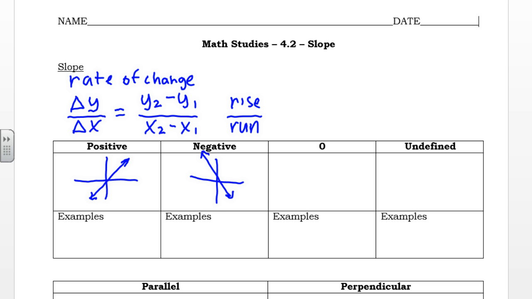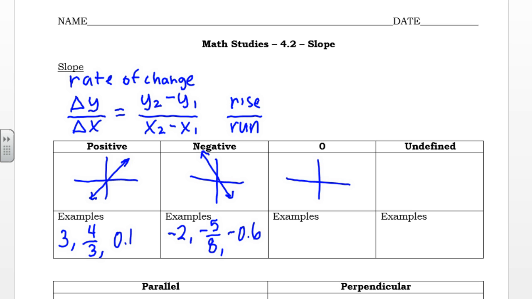Examples of a positive slope could be 3 or 4/3 or even 0.1. Those are all positive slopes. Negative slopes would be the same thing, but -2, -5/8, -0.6, those are all negative slopes. A zero slope on your axes would go horizontally, and an undefined slope would go vertically.